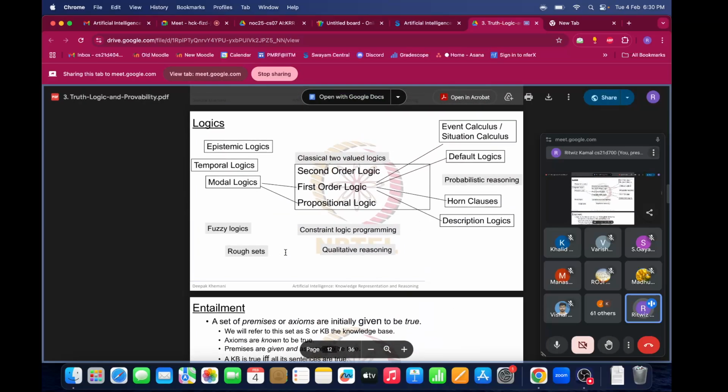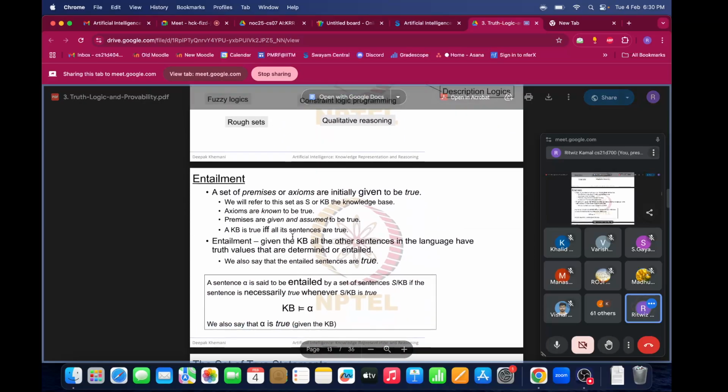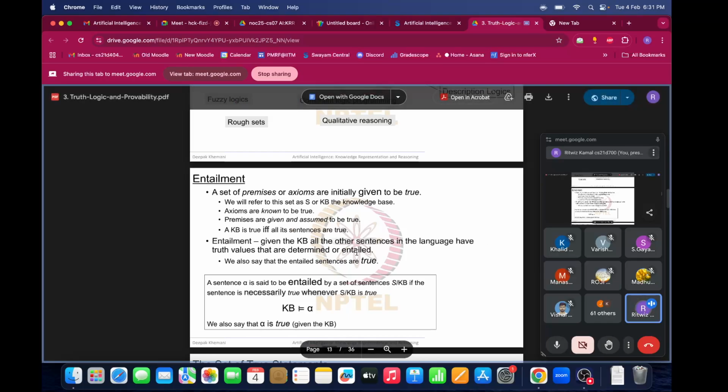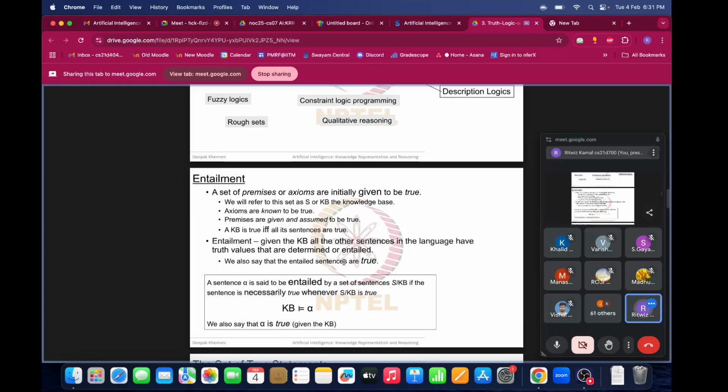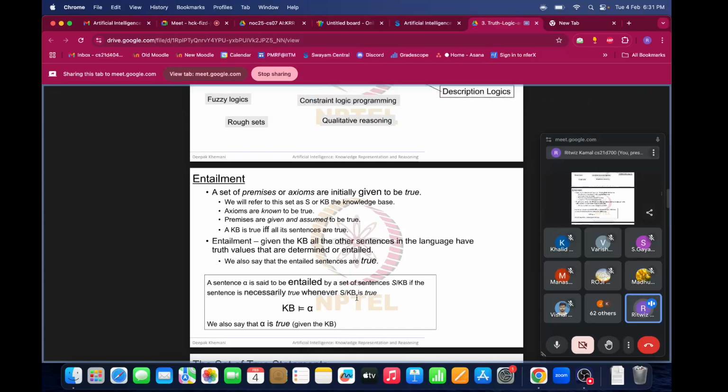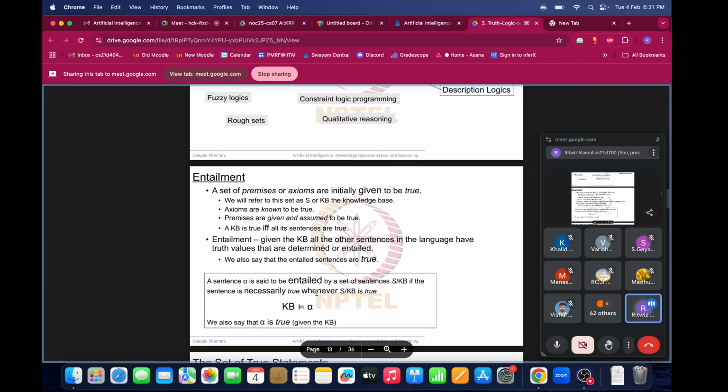Okay, so here is what entailment is. An entailment says that, given the knowledge base, all the other sentences in the language have truth values that are determined or entailed. We also say that entailed sentences are true. A sentence alpha is said to be entailed by a set of sentences S in the knowledge base if the sentence is necessarily true whenever the knowledge base is true. So that is what we did arrive at.